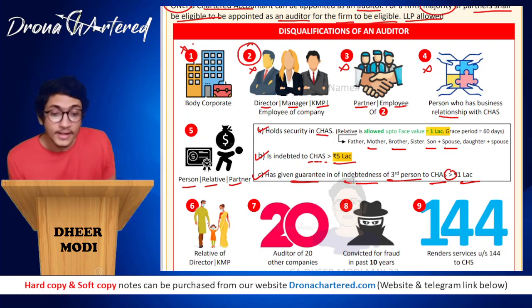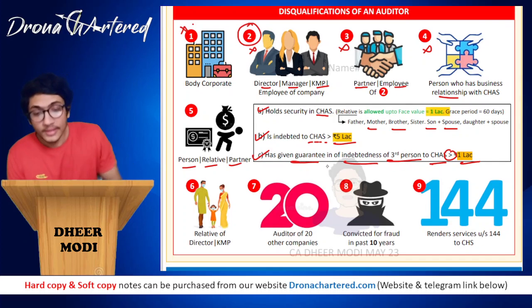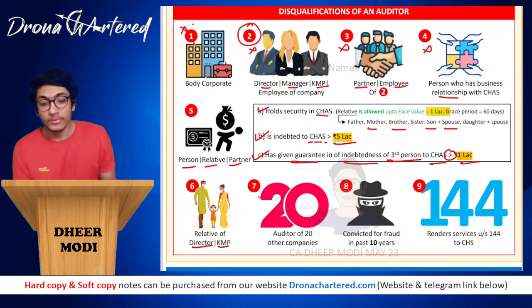And has given guarantee in respect of indebtedness of a third person greater than 1 lakh. So if you have given guarantee of more than 1 lakh, again you will be disqualified. Okay, so these were your things. Then the sixth point is relative. Sixth point is relative of your director or KMP. If you are a relative of the director or KMP, again you will be disqualified.